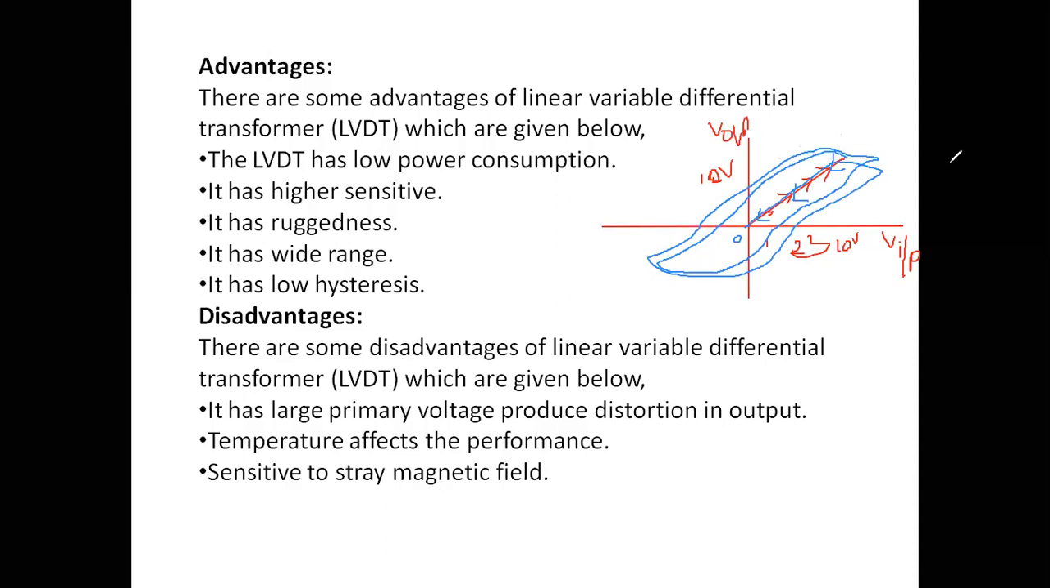So if hysteresis is there for an instrument, then the response time of the instrument is very slow. So this type of instrument is not suitable for fast changing inputs. This is an unwanted characteristic for any instrument, even if it is an LVDT or a voltmeter or any other meter. Hysteresis is an unwanted characteristic.